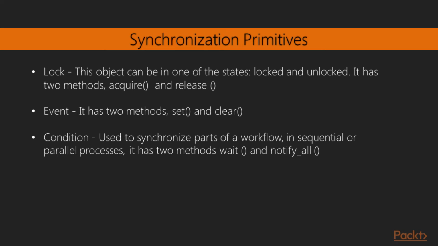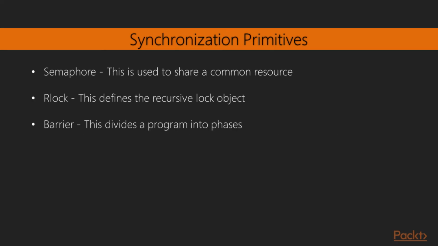3. Condition. This object is used to synchronize parts of a workflow in sequential or parallel processes. It has two basic methods. The wait function is used to wait for a condition, and the notify_all function is used to communicate the condition that was applied. 4. Semaphore. This is used to share a common resource, for example, to support a fixed number of simultaneous connections. 5. RLock. This defines the recursive lock object. The methods and functionality for RLock are the same as the threading module. 6. Barrier. This divides a program into phases as it requires all of the processes to reach it before any of them proceed. Code that is executed after a barrier cannot be concurrent with the code executed before the barrier.